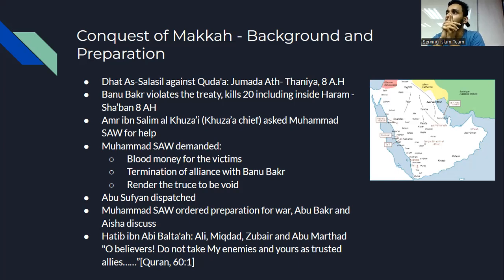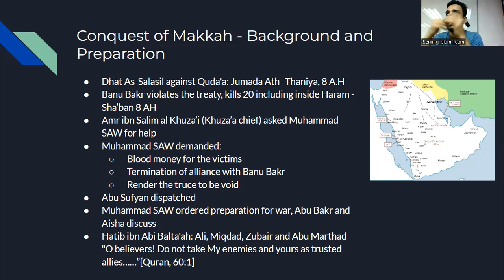Now, Banu Bakr is an ally to the Quraysh. Banu Khuza'a is an ally to the Muslims. And Banu Bakr wants revenge for the people that have been killed in the wars previously. Okay. And also, Banu Bakr and Banu Khuza'a have a natural enmity amongst themselves because of the history of war amongst them. So what Banu Bakr does is that it plans a raid.